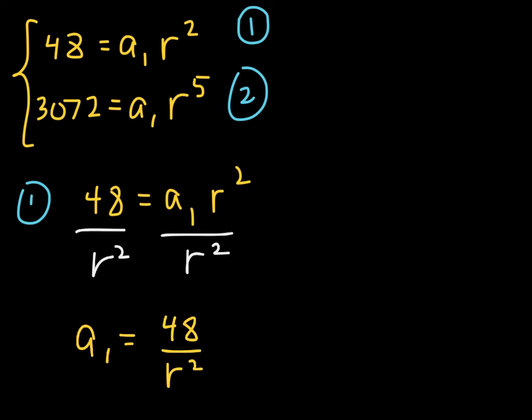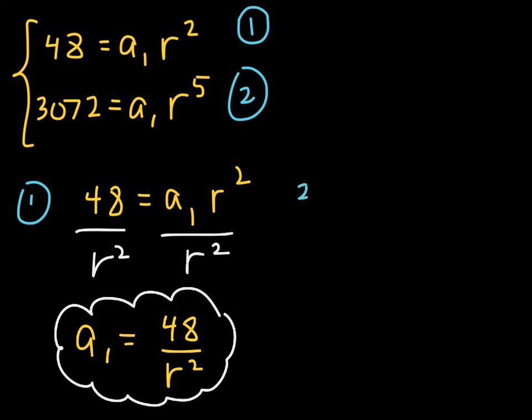Now, I'm going to take this expression for a sub 1, and I'm going to plug it into the other equation. The other equation, of course, is equation number 2, which says 3,072 is equal to a sub 1 times r to the fifth power.